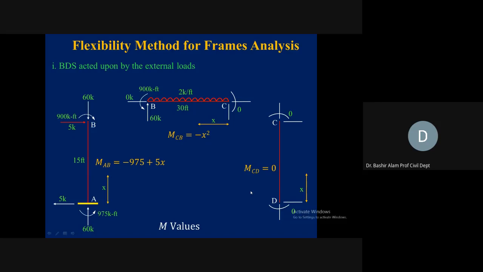And remember again, the capital M values are generated from the basic determinate structure when it is analyzed under the actual applied external loads.